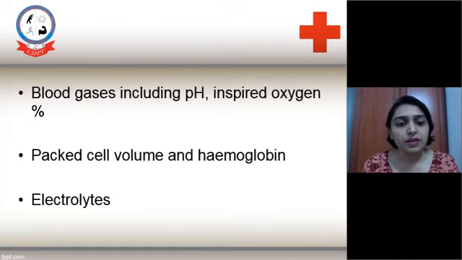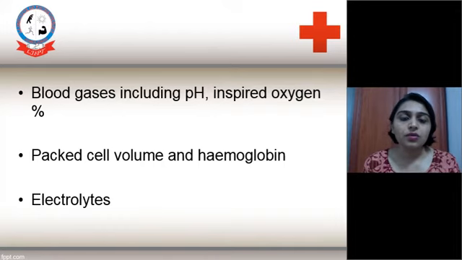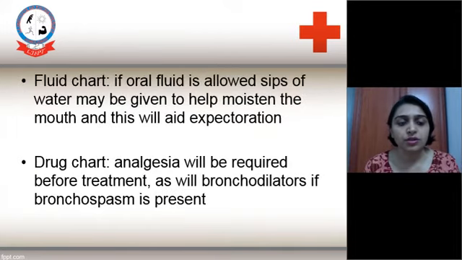Next are blood gases, including pH and inspired oxygen percentages, that is PaO2, etc., which should be checked. Then packed cell volume and hemoglobin for anemia, and electrolytes should be checked, as these kinds of patients may have had a lot of blood loss during surgery. These things should be taken into consideration.